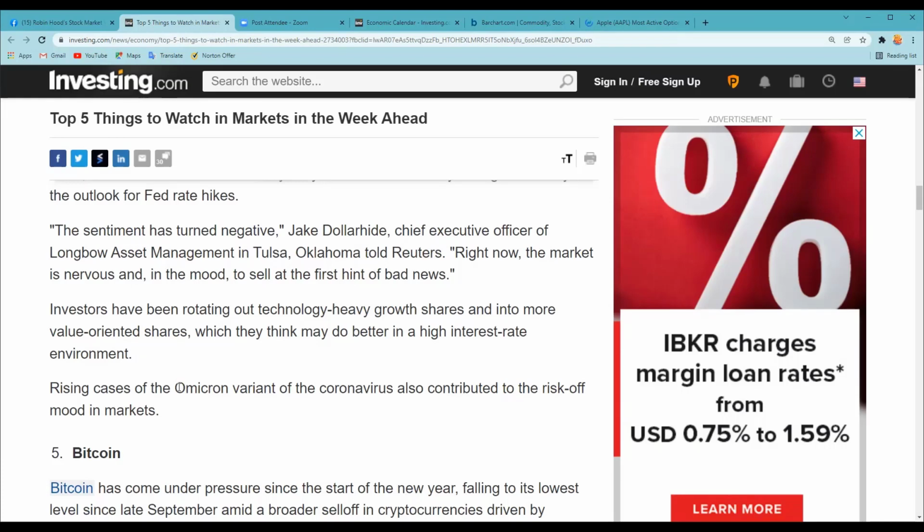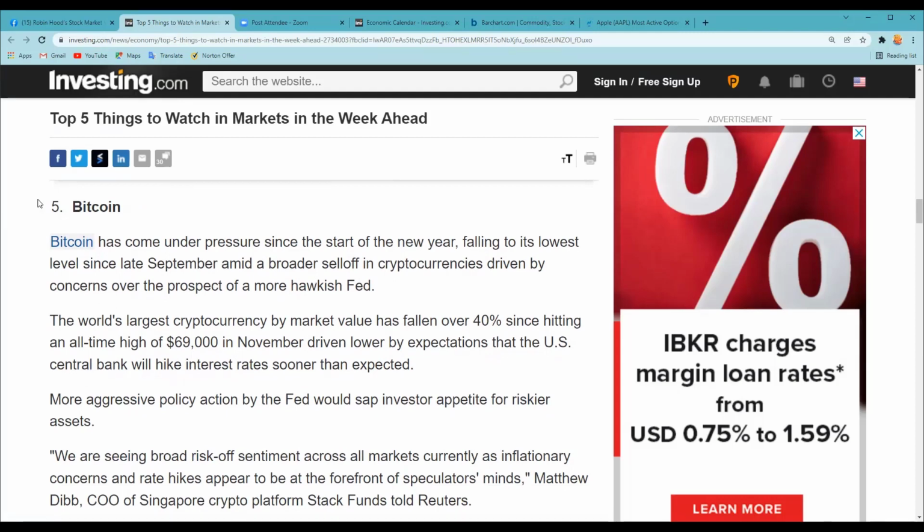Investors have been rotating out of technology-heavy growth shares and into more value-oriented shares, which they think may do better in high interest rate environments. Rising cases of the Omicron variant of coronavirus also contributed to the risk-off mood in markets.